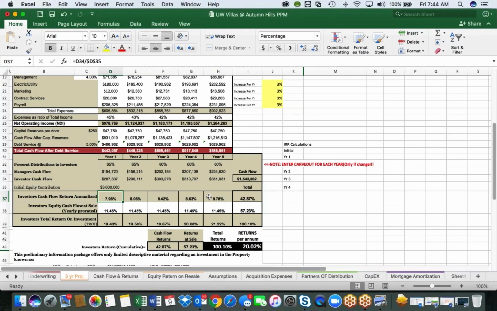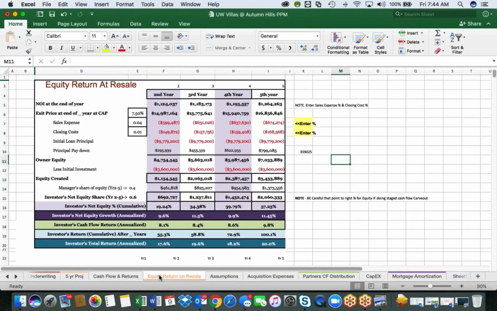So our investors will get 42.87, and we pay quarterly. So we pay 2, 2, 2, 2. And then at the end of the 4th quarter, we reconcile and give them the higher percentage. And this is coming from the equity. So this is all intertwined to put together, and equity comes from here. Equity return on resale. And here also we could change the formulas. What would be the cap rate on what year, all that, when we sell it, sales expense, closing costs, initial capital, principal, all these are intertwined.